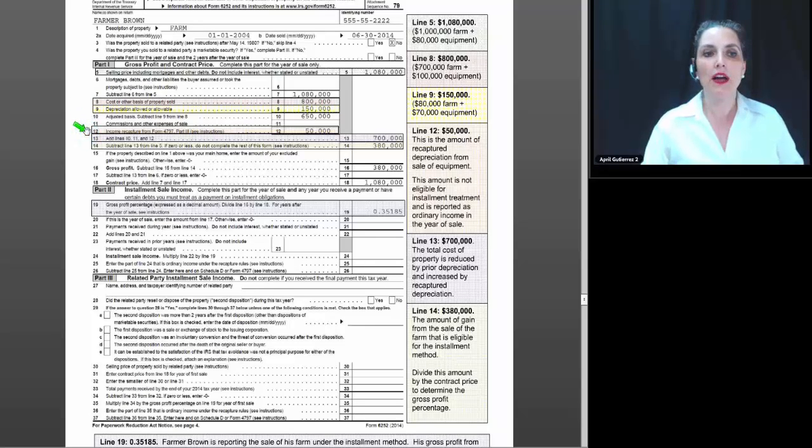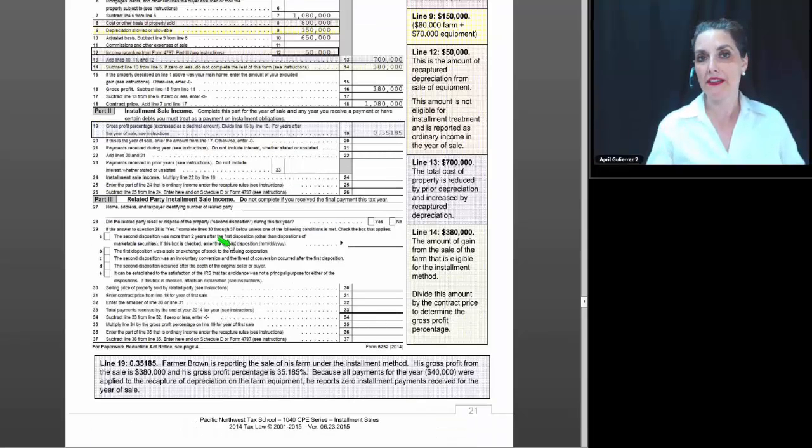But then on line 12, he shows the amount of depreciation that is being recaptured on Form 4797, and that increases his basis back up to $700,000. $700,000 from the sales price of $1.08 million gives us a profit of $380,000. We're going to divide 380 by the sales price of $1,080,000, and we're left with a gross profit percentage of 0.35185. But ultimately, no income is reported under the installment method in the year of the sale, and the installment method would begin to apply in the next year.